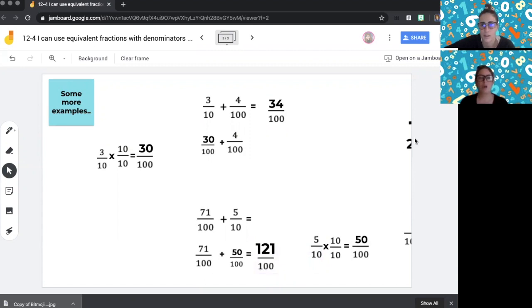So I know that the whole here would be 100 over 100. So if I take away 100 from 121 and convert it to a whole, I'm going to get 1 with 21 left over out of 100. So 1 and 21/100 is our answer.